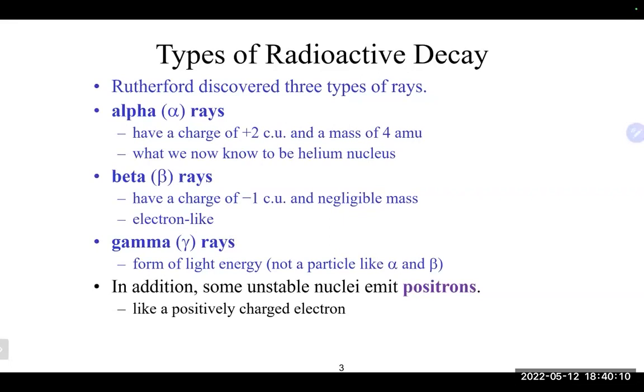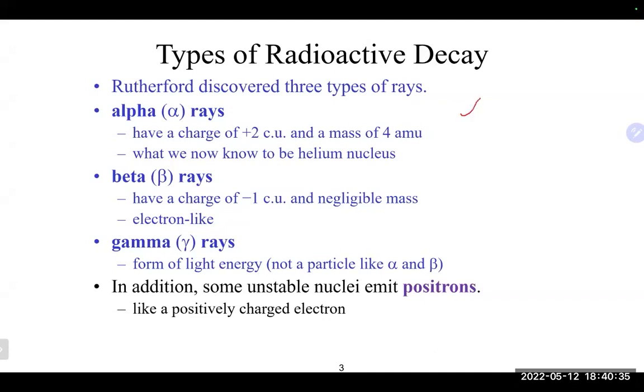Our good friend Rutherford, do you remember him? He did some experiments with some gold foil, right, and all that good stuff. He discovered three types of rays. There are alpha rays. Alpha rays or alpha particles have basically a +2 charge and a mass number of 4. It is really the helium nucleus.